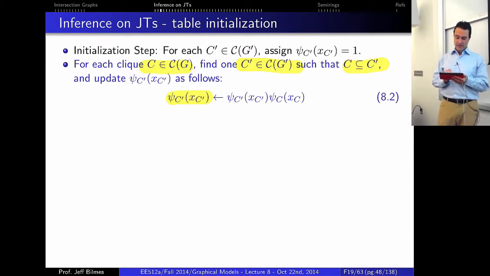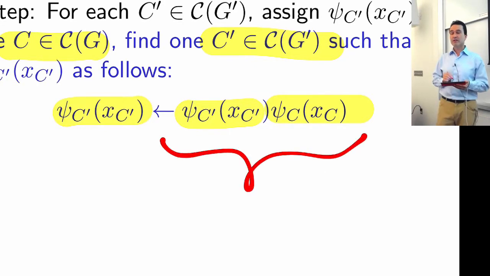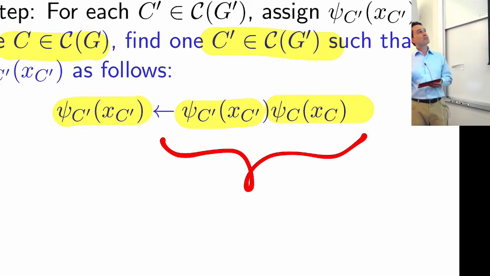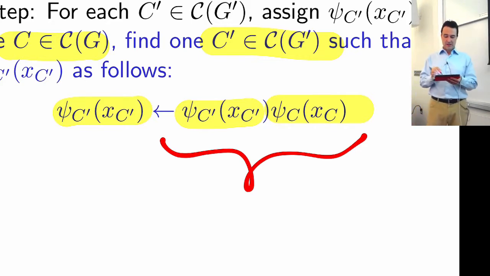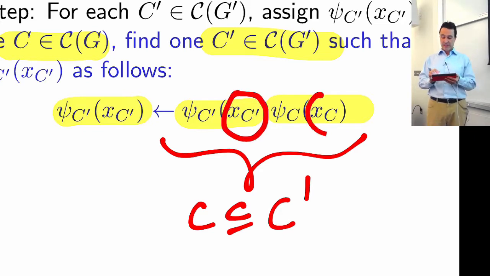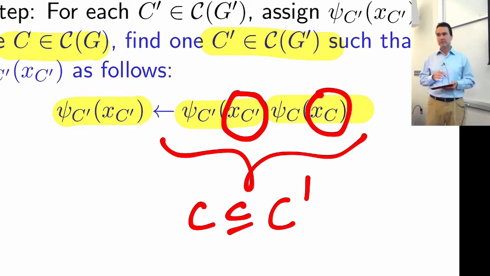So we're going to say the new potential is equal to the old one multiplied by this. So what does this mean? Let me just zoom in to make sure that this is clear. So this update, this is a table, right? And so what we mean by this is that every single possible value of x sub c is going to be updated in this fashion. And remember, because c is a subset of c prime, if we've instantiated values for all of x sub c prime, we necessarily have instantiated all the values for x sub c. Okay? Tell me now if this is not clear.